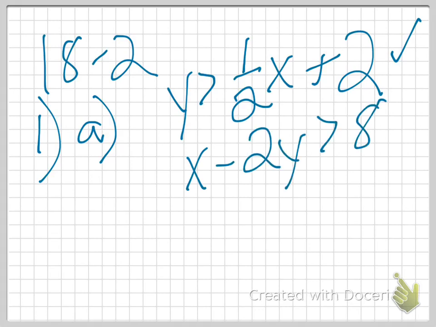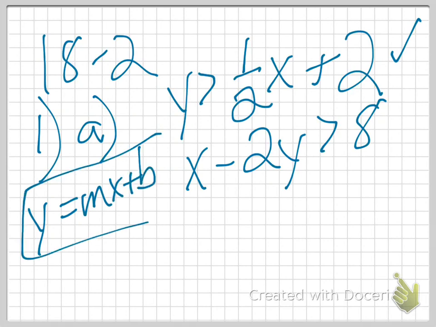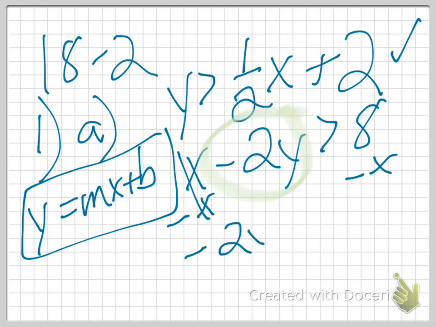Okay, this one is going to need some help because we've got to get it into y equals mx plus b form. Now remember, it's not equals right now because we are dealing with inequalities, but it's the same form. So what do I need to do? Subtract the x. So I'm going to move the x first, and that's going to cancel. Now I'm left with this right here. So make sure you include that negative. So that's negative 2y is greater than negative x plus 8.